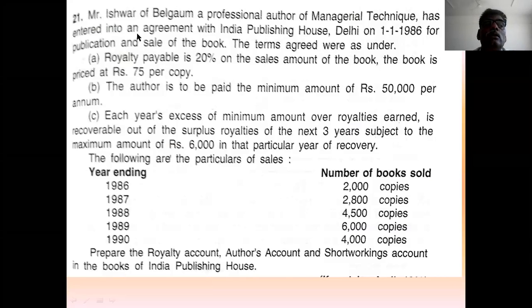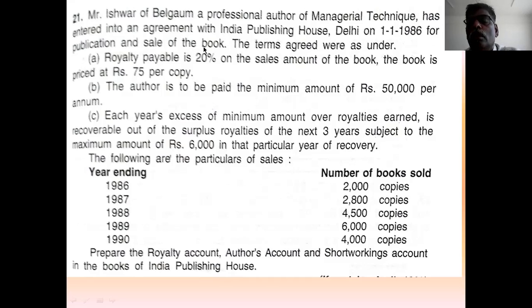He has entered into an agreement with Indian Publishing House. Indian Publishing House is the publisher. So Ishwar is the author, he is the lessor. Indian Publishing House is the publisher and they are the lessee, New Delhi. They made an agreement on 1-1-86 for publication and sale of the book.